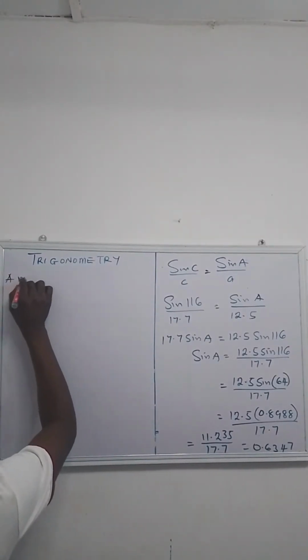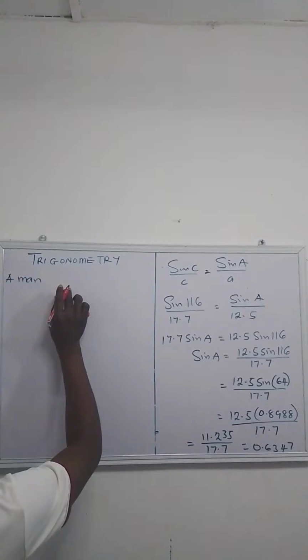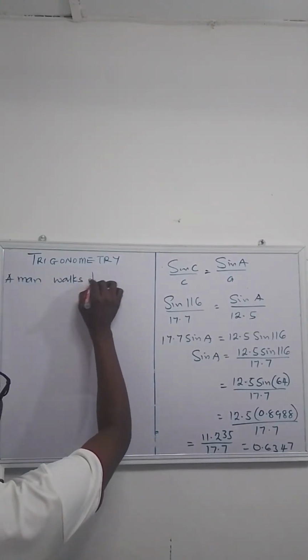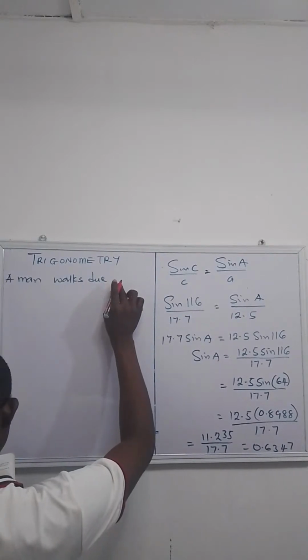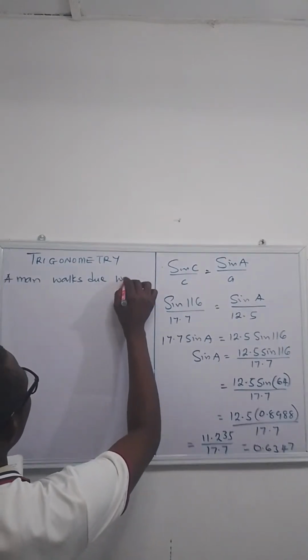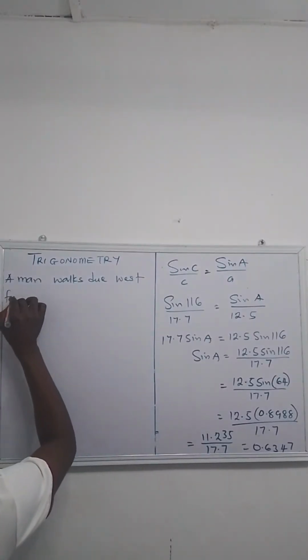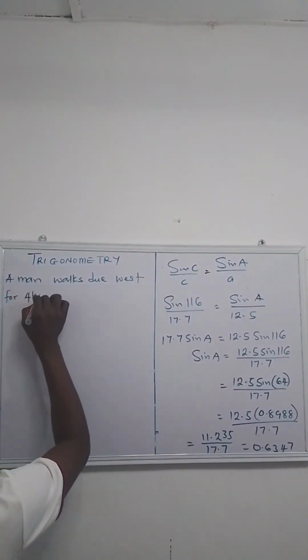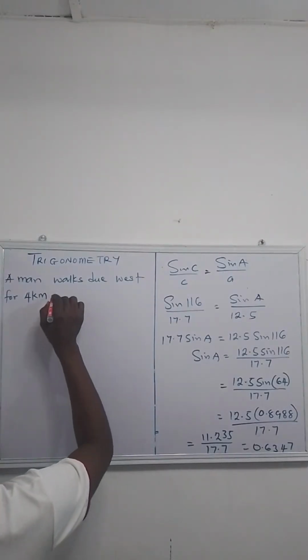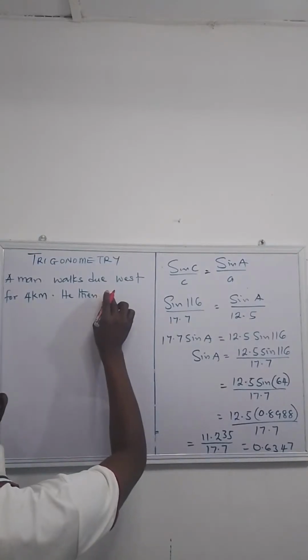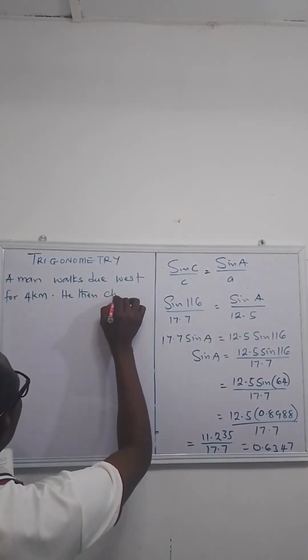A man walks due west for 4 kilometers. It then changes course.